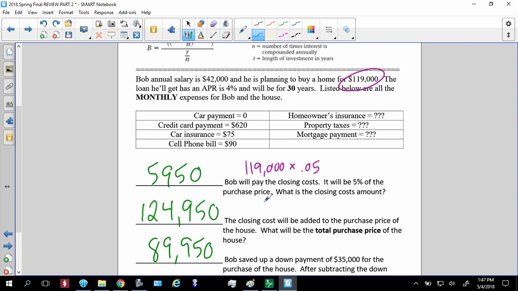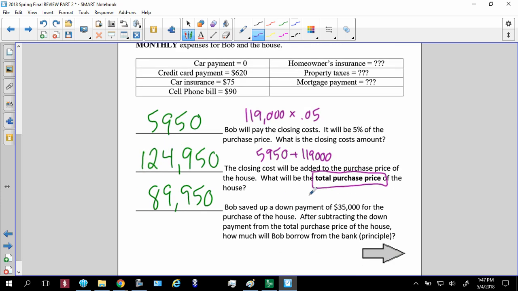Well, let's see. The closing cost was $5,950. I'm just going to add it to the purchase price. Now, this is negotiable. When you buy a house, you don't have to pay the closing cost, but for this problem, we are. So this will be the total purchase price, $124,950. Bob saved up enough for a down payment of $35,000, so he needed $124,950, but he was able to put down $35,000. I'm going to subtract. That's how I got my principal. This is how much money he will be borrowing from the bank.